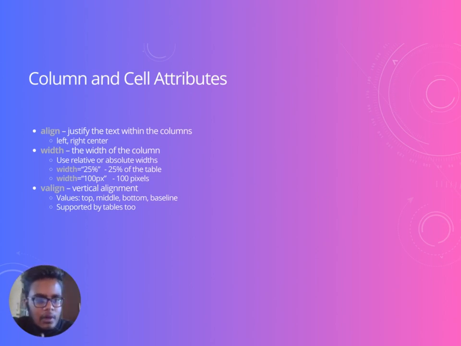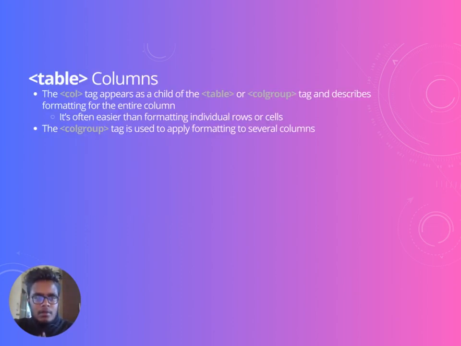And the next comes the vertical alignments. Valign means vertical alignment. Values: top, middle, bottom, and baseline, supported by tables too. And the next topic is table columns. The col tag appears as a child of the table or colgroup tag and describes formatting for the entire column. It's often easier than formatting individual rows or cells. The colgroup tag is used to apply formatting to several columns.